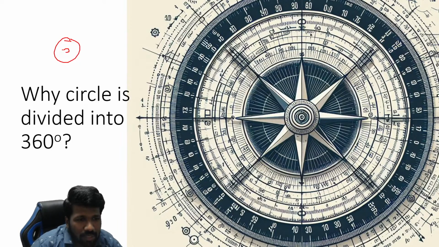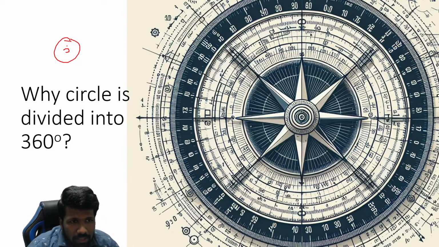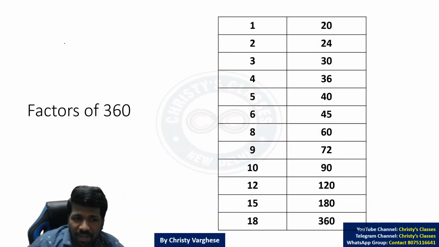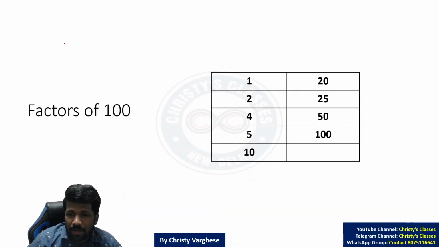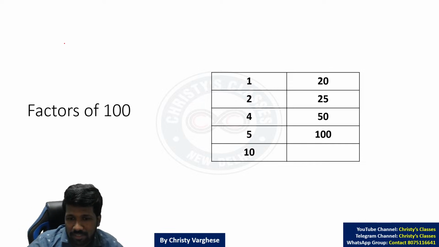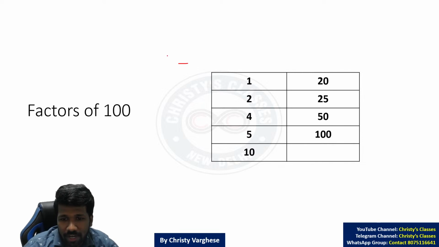Then why didn't we use 100 degree? Because if it was 100, if you want to divide the circle into 3 equal parts, each part will be 33.3333333333 degree. That is inconvenient, na? Because the factors of 100 are limited. 100 has only 9 factors. These are the 9 factors of 100.